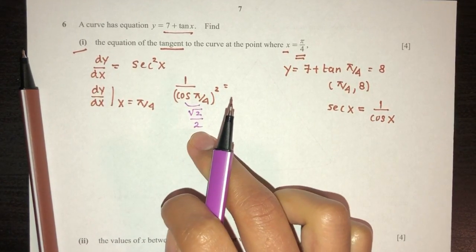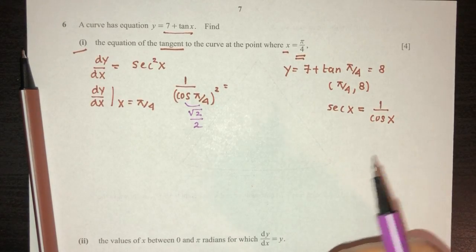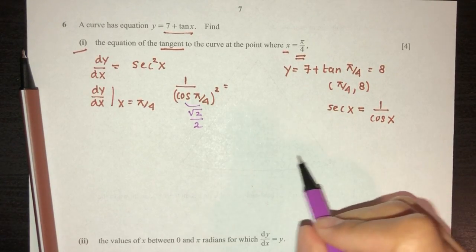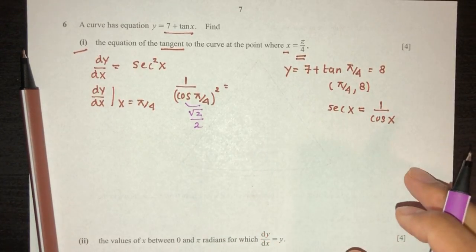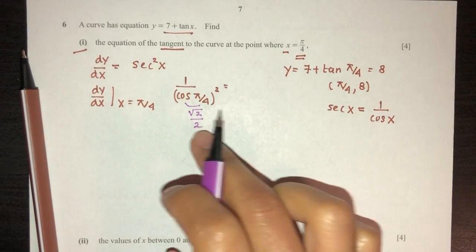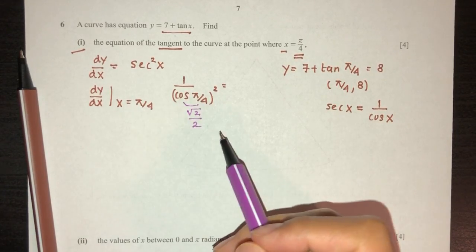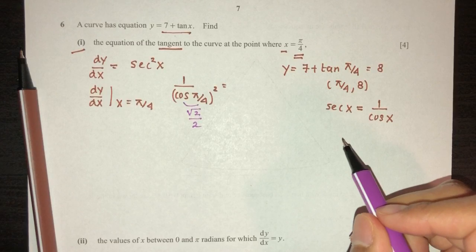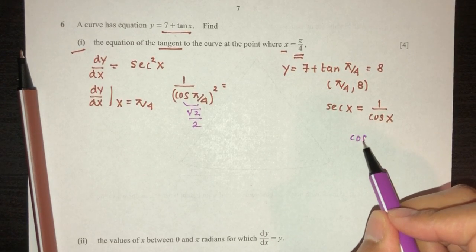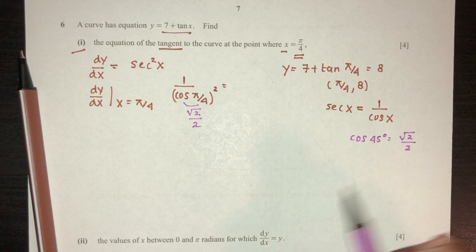For these values, you have to know your table, because sometimes you really need to work with exact values. I will make another video sometime to show you how to remember the values for your table, so you can find these values when it comes down to finding cos of the angle, sine of the angle and so on. So let's do that for now. Let's make a side note: cos of 45 degrees is equal to root 2 over 2.